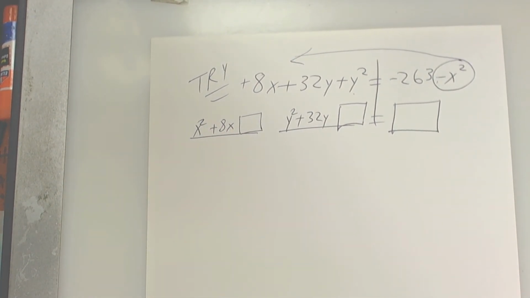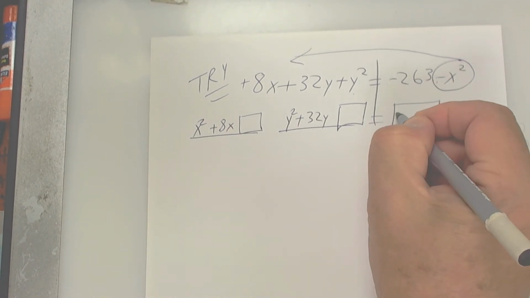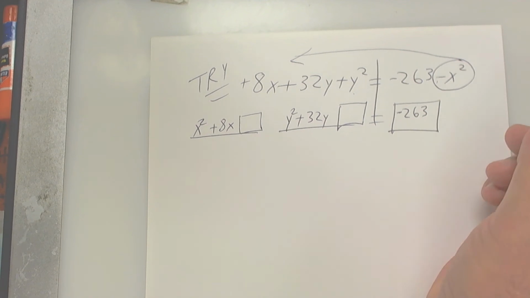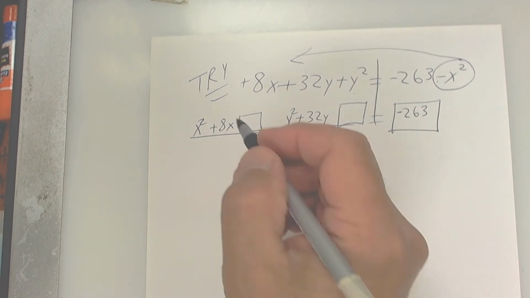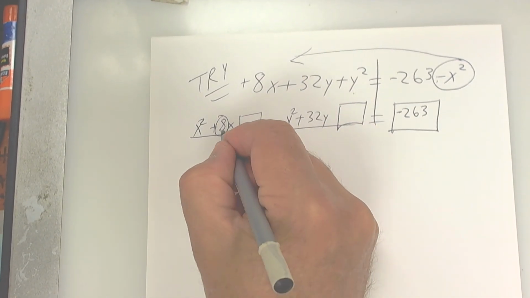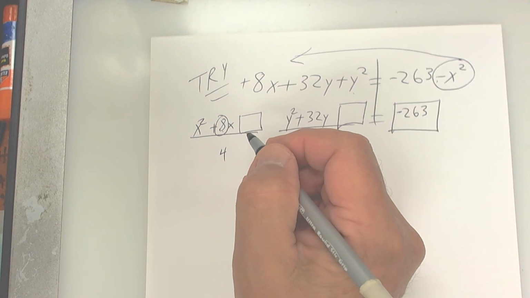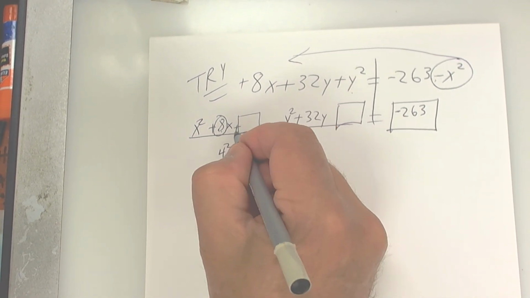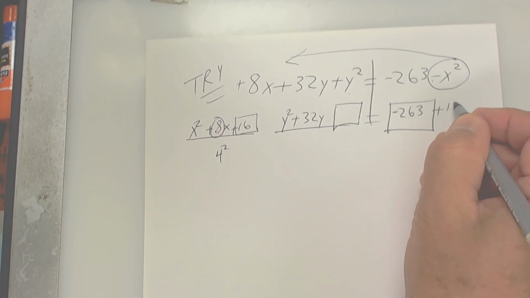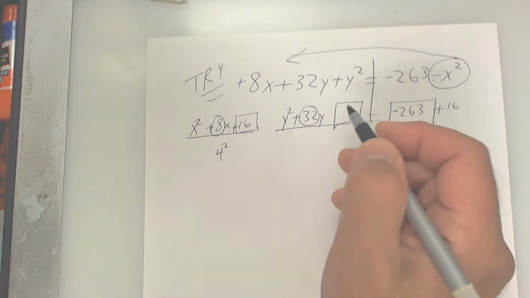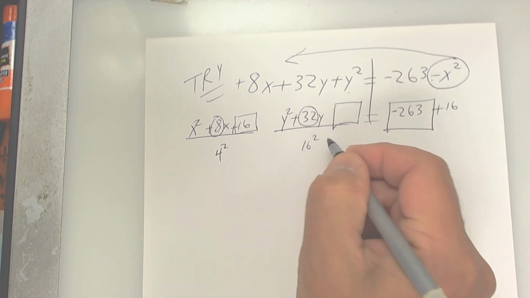Now, let me think about this. We have a negative 263 on this side. Okay, so now we're set up. We're going to take half of 8, which is 4, and square it, so we're going to add 16 to both sides, plus 16. We're going to take half of 32, which is 16, and we're going to square that.